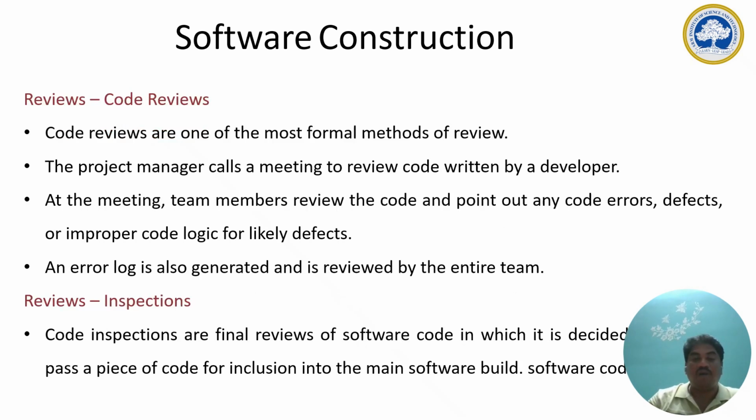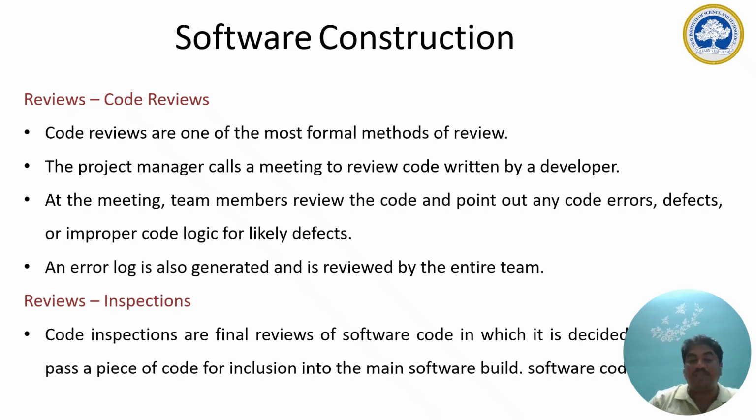So this is the second idea, the walkthrough. The third one is code reviews. Code reviews are the most formal method in the review. Here the project manager calls a meeting to review the code, and the developers who wrote the code will be called. At the meeting, team members review the code and point out any code errors, defects, bugs, and logic errors they find. Then they give solutions or ideas for correcting the defects. An error log is also generated. We record the errors we have at this stage, and the solutions for them, in the log.